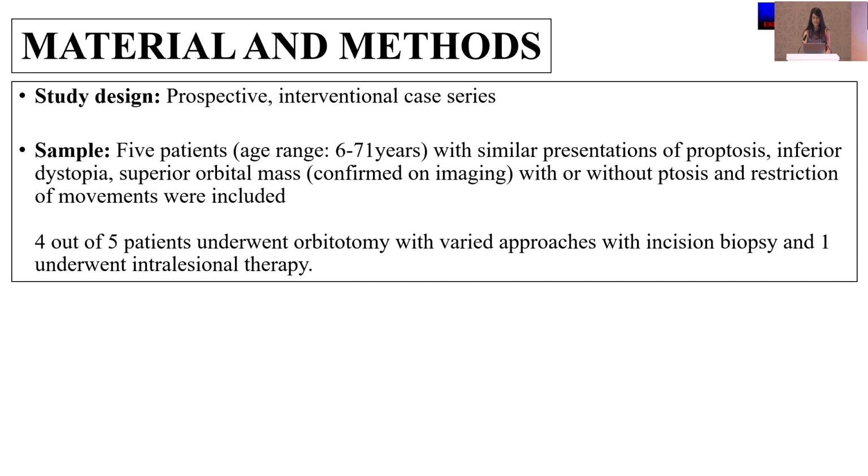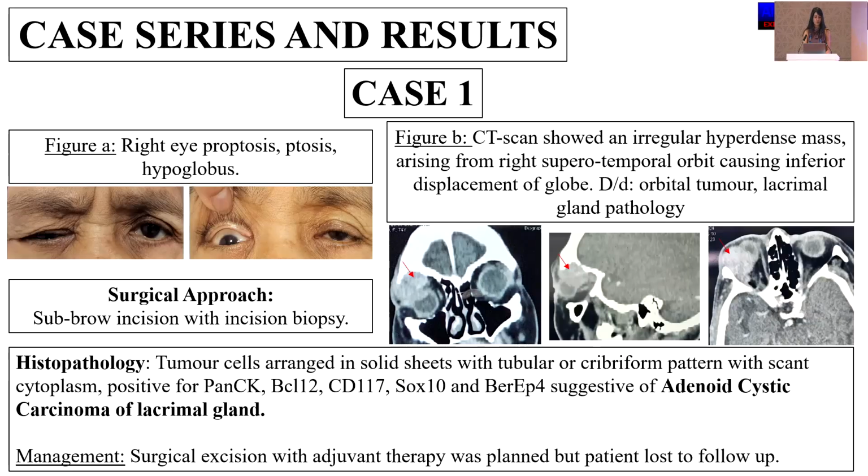This was a prospective interventional case series including 5 patients with similar presentation, 4 of whom underwent orbitotomy with varied approaches and 1 underwent intralesional therapy. Talking about the case series and the results, case 1 was a 52-year-old female who presented with right eye proptosis, ptosis, hypoglobus. CT scan was suggestive of an irregular hyperdense mass.